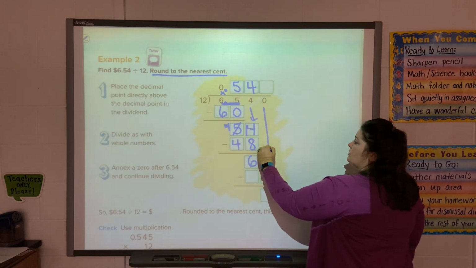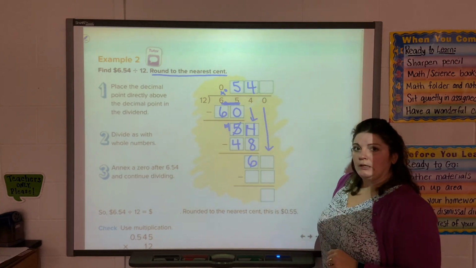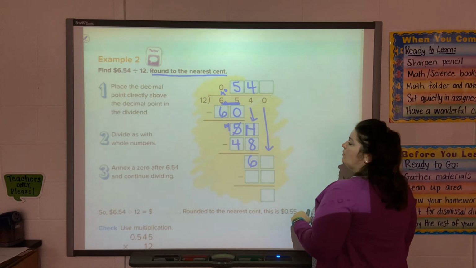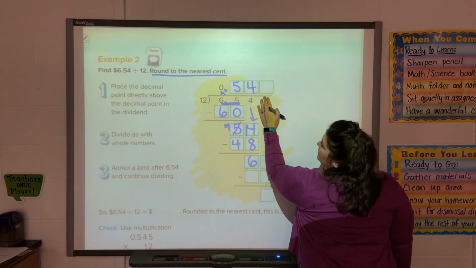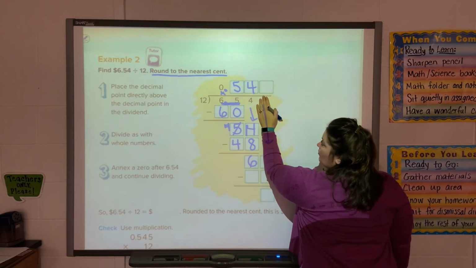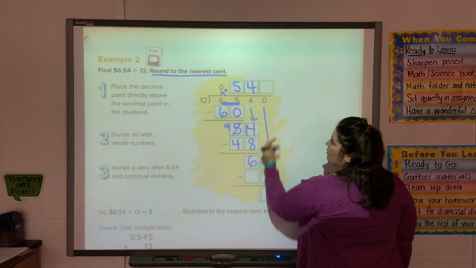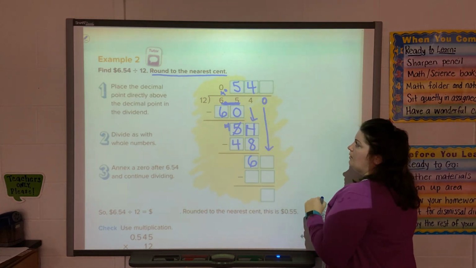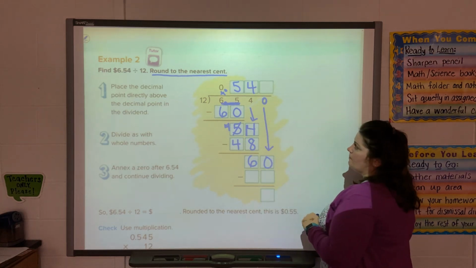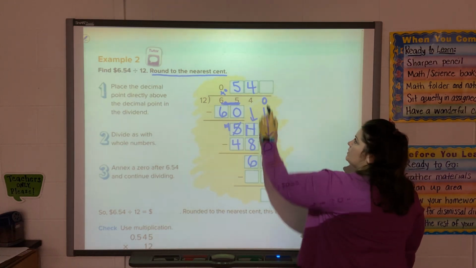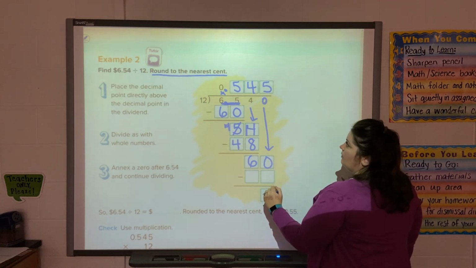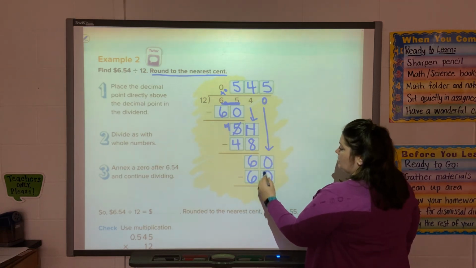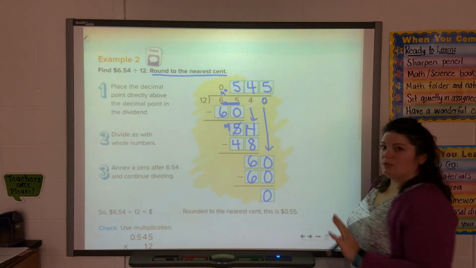Bring down the 0. Was that 0 originally in our problem? No. It was originally $6.54. But remember, we can't have a remainder, so we have to annex the 0, step 3 here, and bring it down. How many 12's come out of 60? 5. Because 5 times 12 is 60. Now we have nothing left, we can stop.